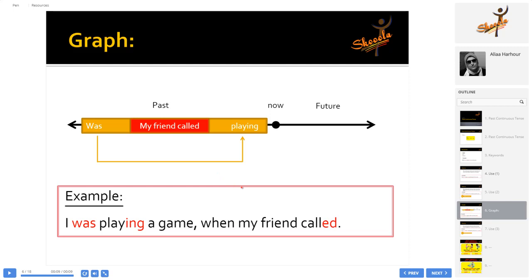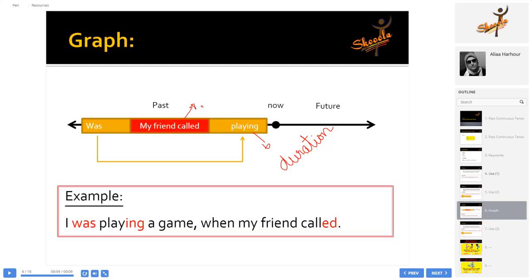I was playing a game. This is an action that takes a long time in the past. So this is the idea of focusing on duration. What do I mean by duration? A long duration. I was playing, and in the middle of the game, my friend called. There was a phone call from my friend. So my friend called, this is another action, but it doesn't take time. When the phone rings, it takes simply a minute or a couple of minutes.